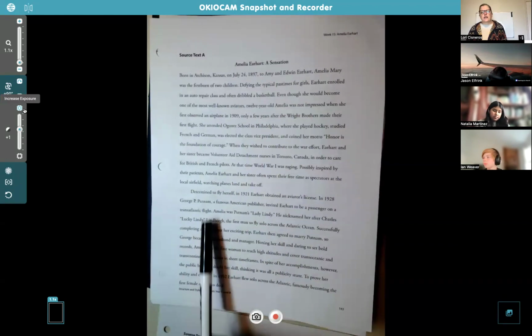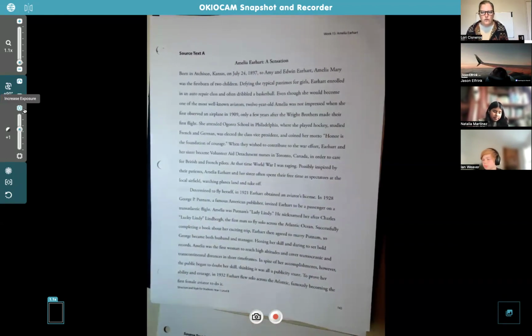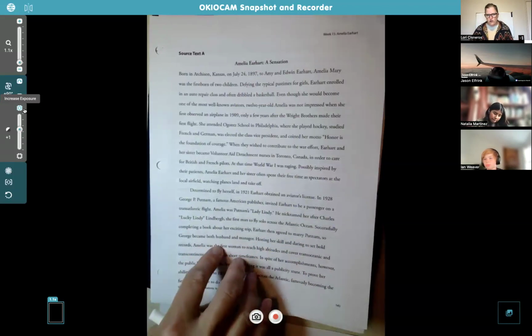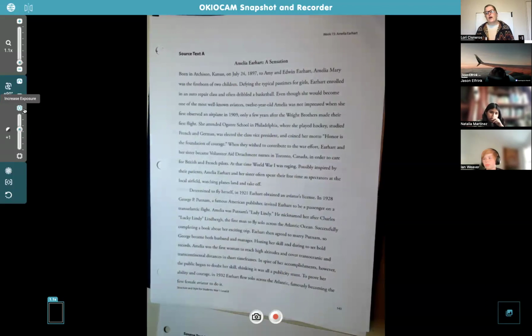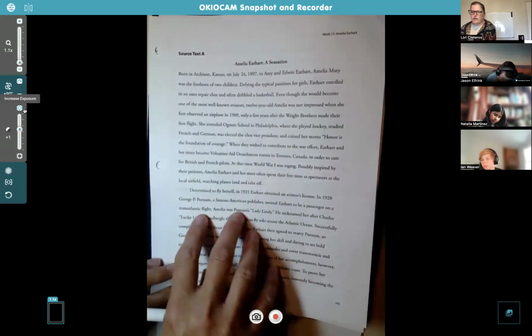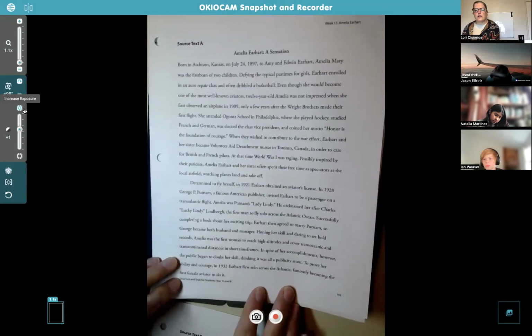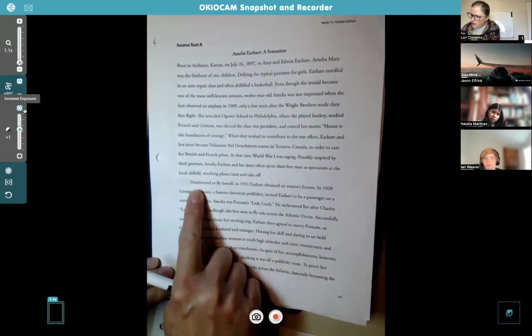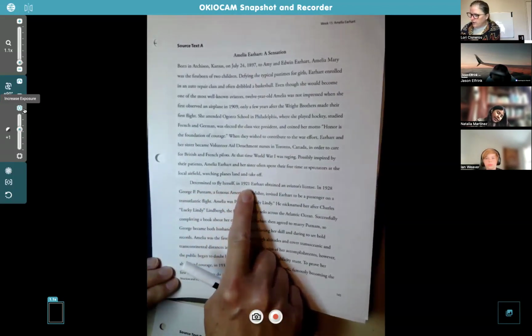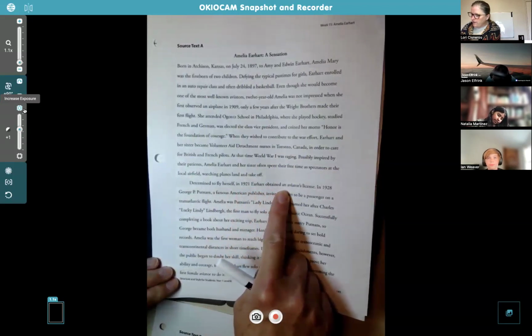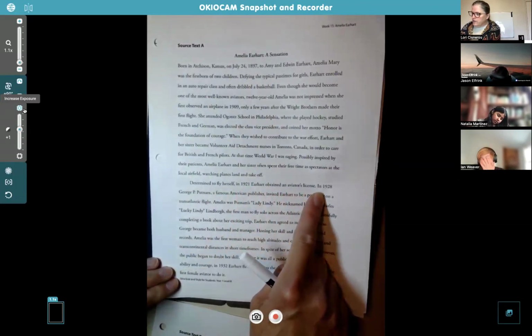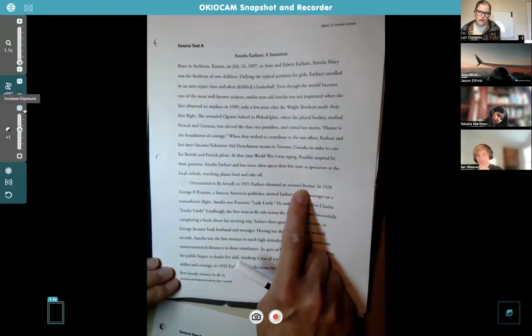So I'm going to read the second paragraph. And here again, you guys are focusing on what facts in here are interesting and important to you. Underline them first, so you have them marked on your article. And then we're going to transfer those facts to your outline. Okay, so I'm going to start reading here. This is page 143. Determined to fly by herself in 1921, Earhart obtained an aviator's license. So that's an accomplishment. I would underline that because she actually got her license.